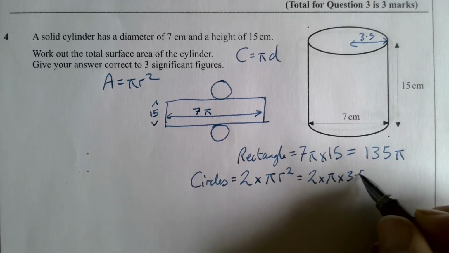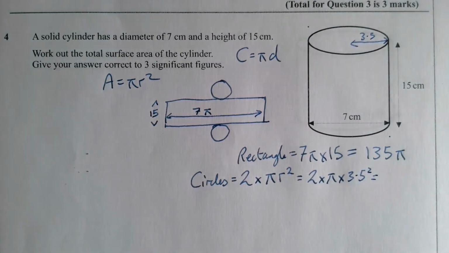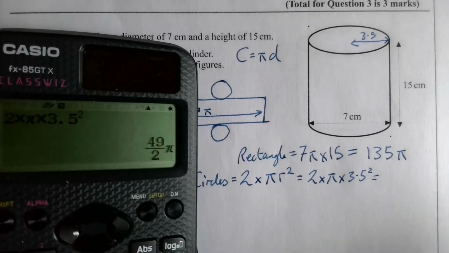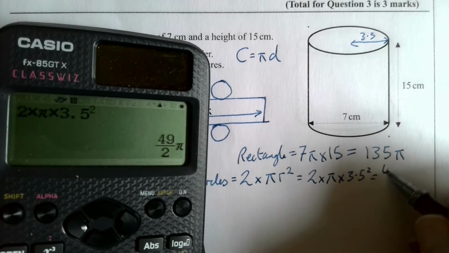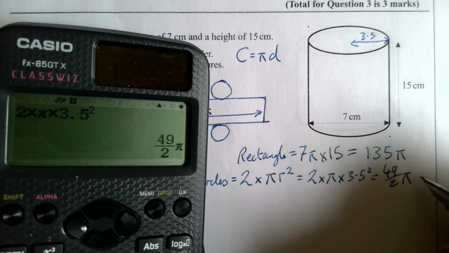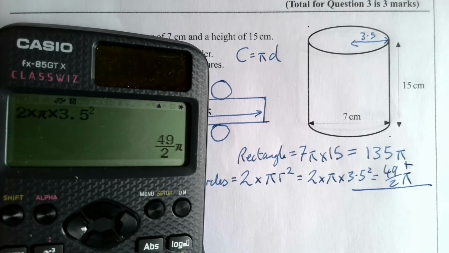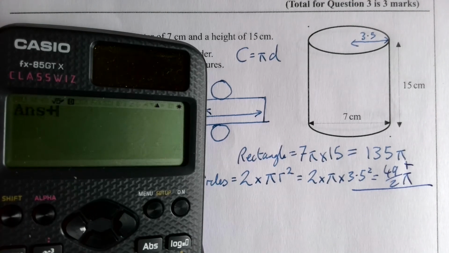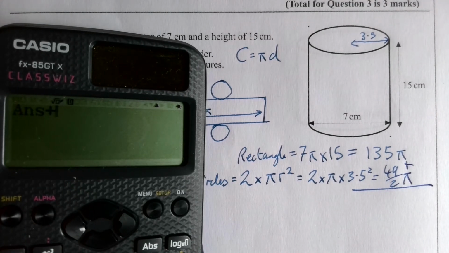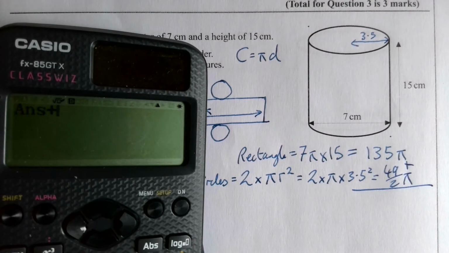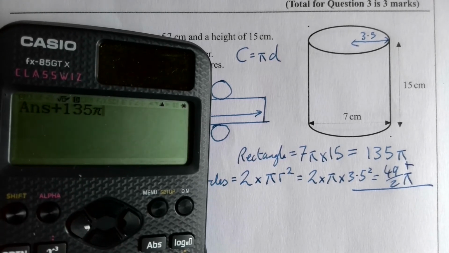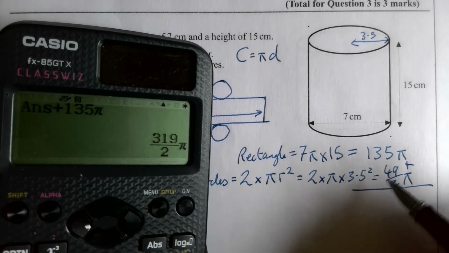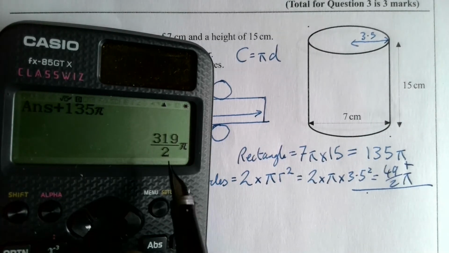3.5 squared. Pop that into the calculator and we get 49/2 pi. I'm just going to write that down like that, because all I'm going to do now is add those together, plus 135 shift pi, and that gives me 319/2 pi, but I don't need to write it down like that.